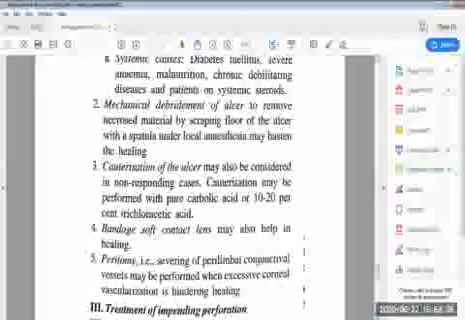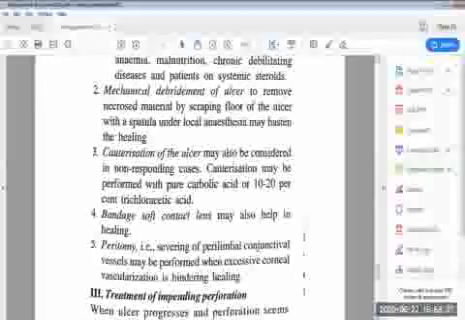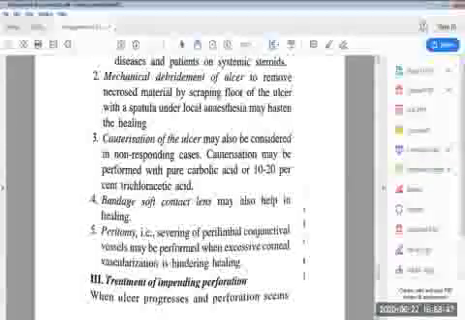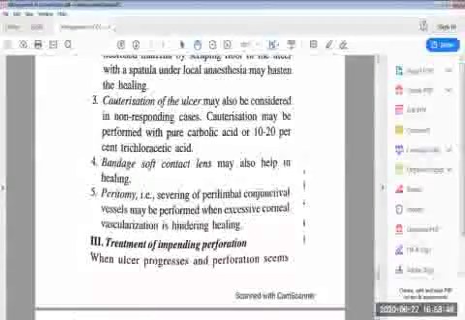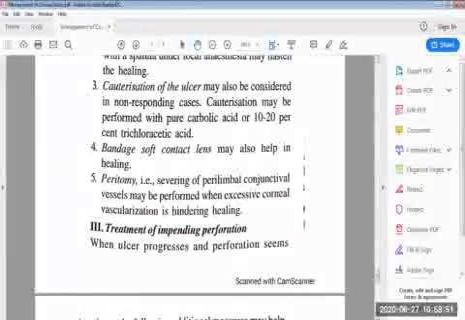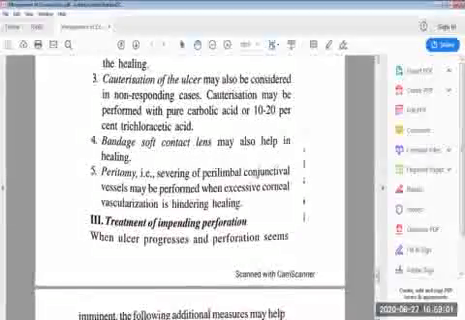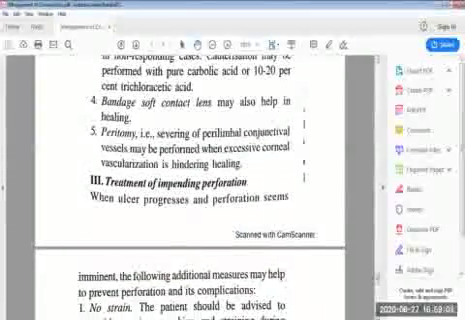Then mechanical debridement of the ulcer. To remove the necrosed material by scraping the floor of the ulcer with a spatula under local anesthesia may hasten the healing. Then cauterization of the ulcer may also be considered in non-responding cases. The cauterization may be performed with pure carbolic acid or 10 to 20% trichloroacetic acid. Then a bandage soft contact lens may also help in healing.